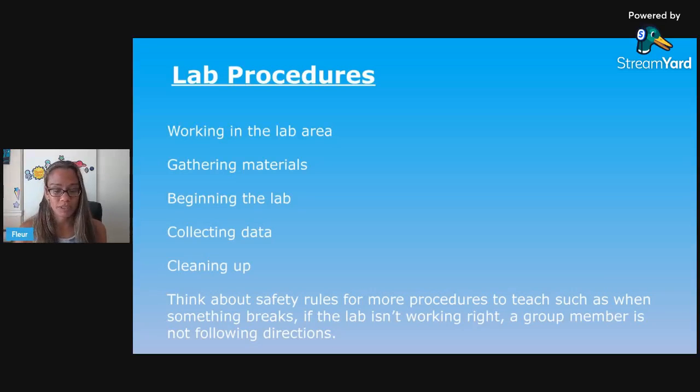So what other lab procedures do you have in place? Just think of your safety rules and make a procedure out of it. You could teach them what to do if something breaks, or what to do if the lab isn't working out the way that it should. That means they messed up something or it's just not working, because that happens too. That's part of science, and you teach that routine. What should they do if one of their group members is not following directions? Those are just a few ideas.